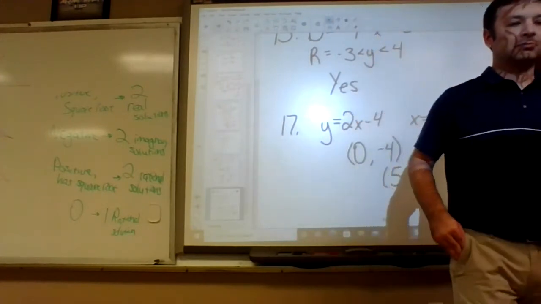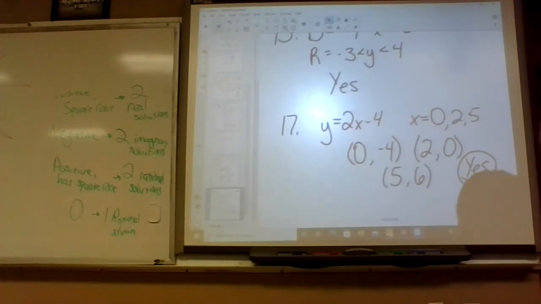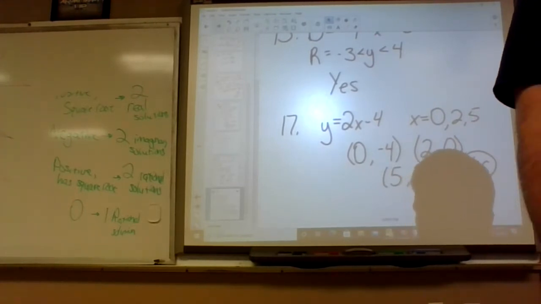Number 2 is a graph, 17 and 18 are graphs. I'm gonna have to help you guys with 18. And 27 is a graph. So we got 4 graphs today and 4 graphs tomorrow.